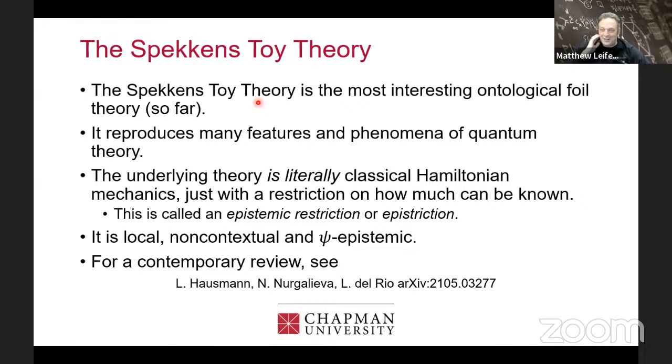And one of the interesting things about it, and this isn't often emphasized in introductory treatments, is that the ontological theory that underlies this literally is classical mechanics. It's just the Hamiltonian formalism of classical mechanics. And the only thing that's different from the usual way we talk about classical mechanics is that we impose a restriction on how much can be known. So it's a bit like you take classical mechanics and you impose something like the uncertainty principle on top of it. You restrict what can be known, but still it's just classical mechanics underlying that.